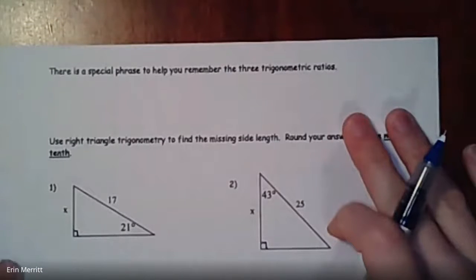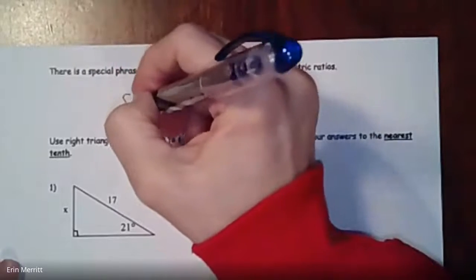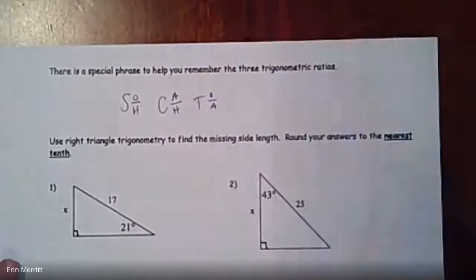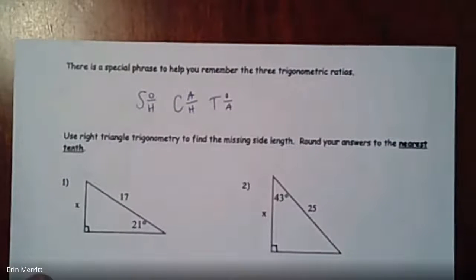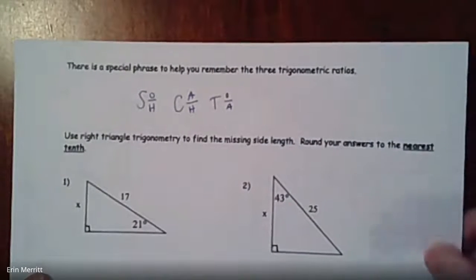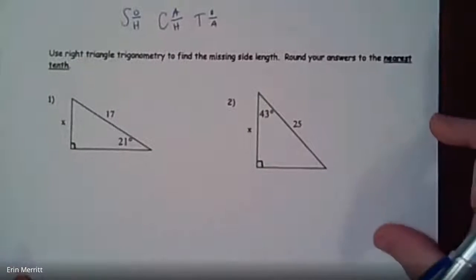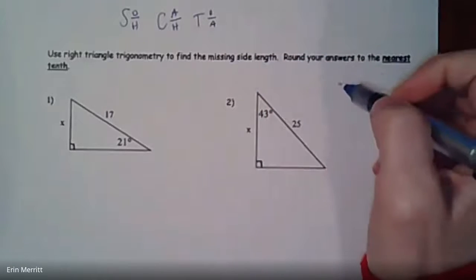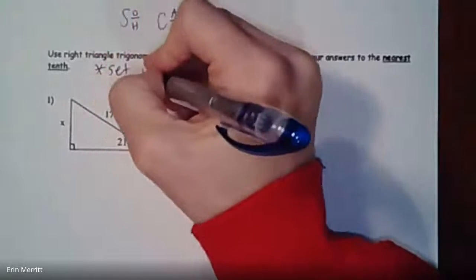All right, so right here, when it says there's a special phrase to remember, here was the SOHCAHTOA. There are other ones as well. We can talk more about that in class. What this is actually useful for is that we can use these ratios to solve for missing sides or missing angles in the triangle. Today we're going to focus on finding the missing sides. So when it says use right triangle trig to find the side length, we're going to set up a proportion. That is our goal.